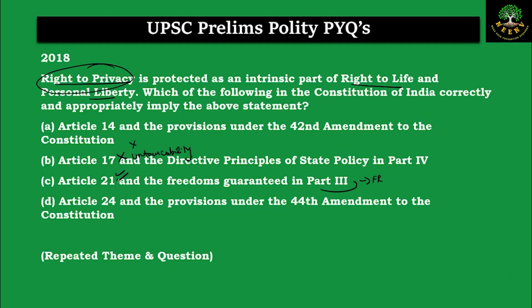Article 21, yes, indeed talks about right to life. Right to privacy is a part of life. So this is the correct answer. And again, Article 24 talks about the prohibition of employment of children in the factories and hazardous industries. So this is also wrong. So for this question, C is the correct answer.